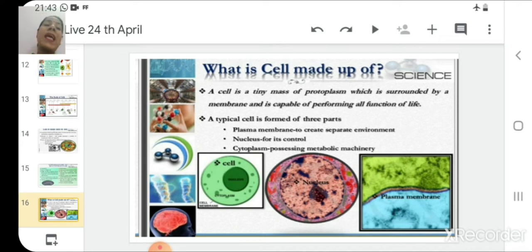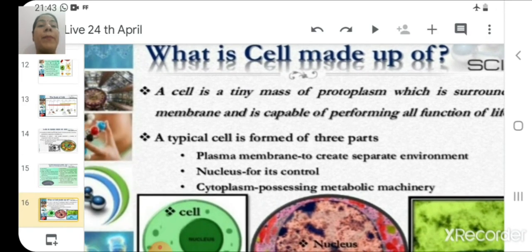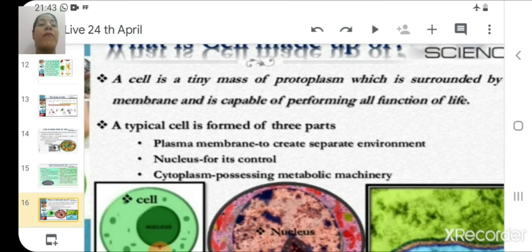So what is a cell made up of? A cell is a tiny mass of protoplasm which is surrounded by a membrane and is capable of performing all functions of life. A typical cell is formed of three main parts: the plasma membrane, to create a separate environment, which separates one cell from another cell in multicellular organisms.